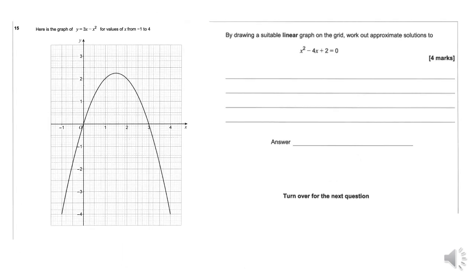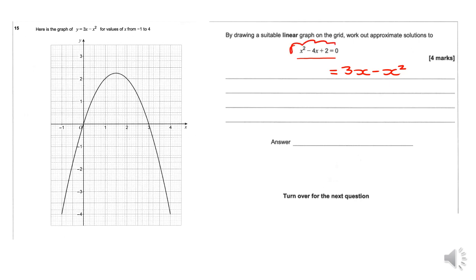Questions like this have started just about sneaking in on the GCSE. So here we've got a graph of 3x minus x squared. So it's a negative parabola, as you can see, because it's got the negative x squared, for the values from -1 to 4. And it wants us to draw a suitable linear graph on the grid to work out approximate solutions to this. Now that's really, really interesting. It ultimately means that if I put the equation of the line that I've got, 3x minus x squared, what do I want to put that equal to in order to turn it into this thing here?